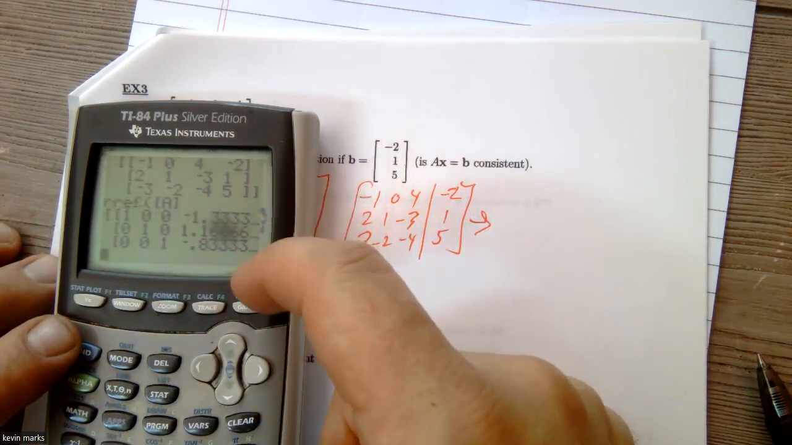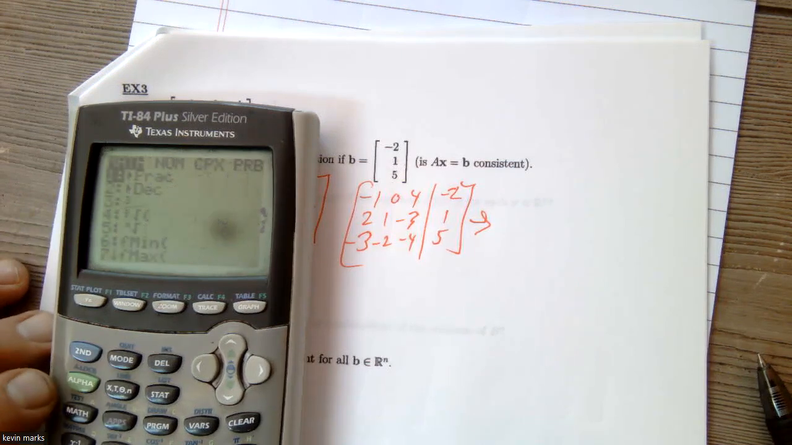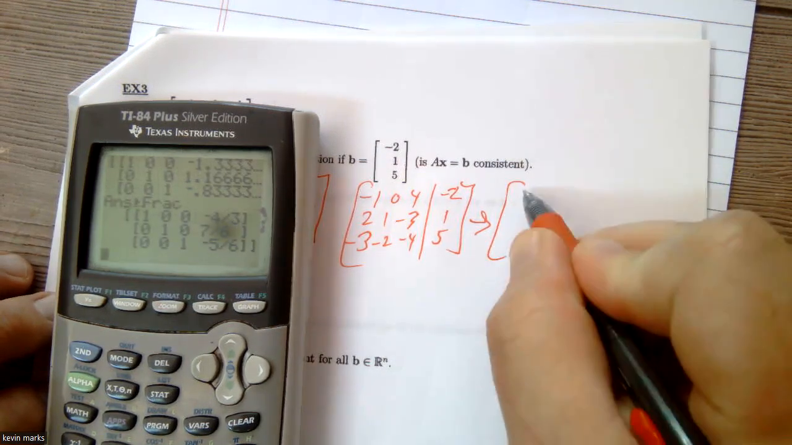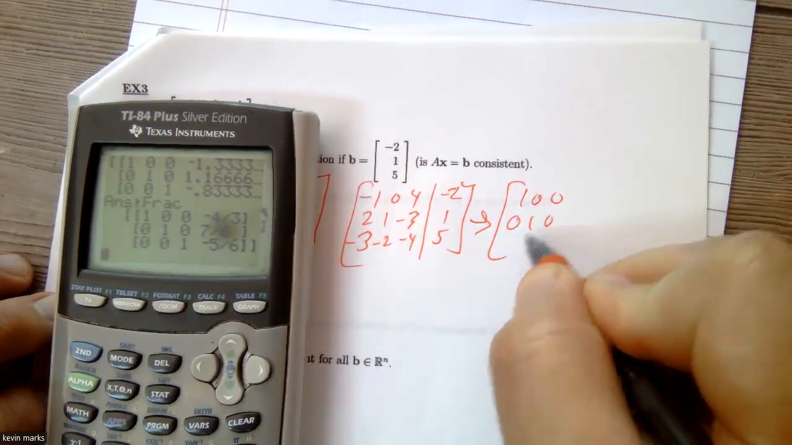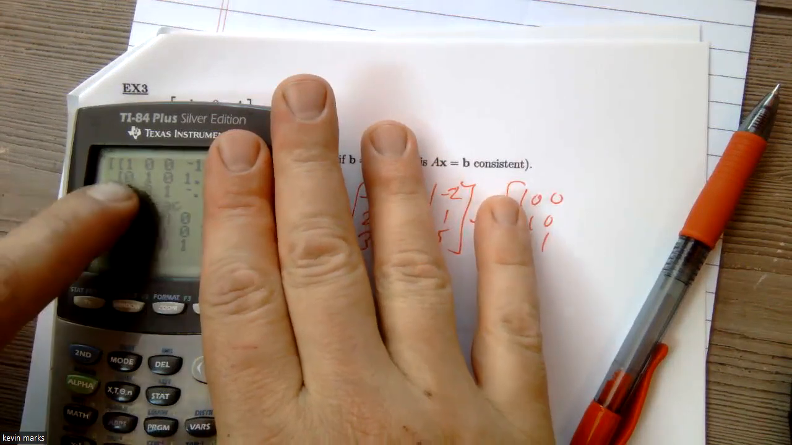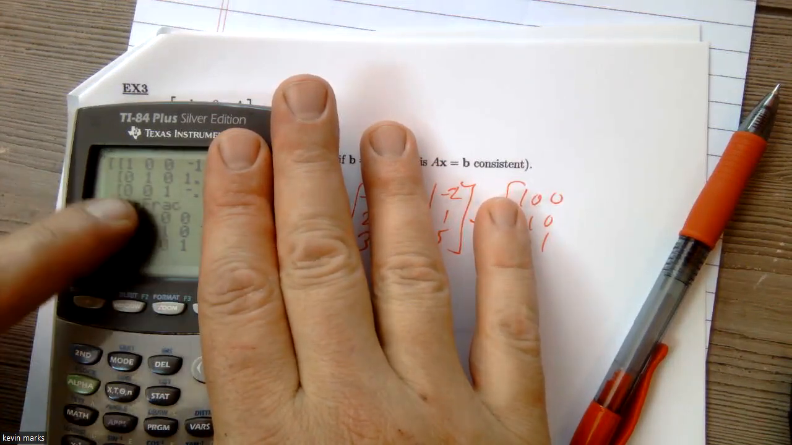Oh, look. See how it ends up with all these crazy decimals? So you can do math, enter, right? Basically, this is going to row reduce to 1, 0, 0, 0, 1, 0, 0, 0, 1. But notice what I'm doing here. I'm not even looking at that. See, look, there's pivots in all of them.